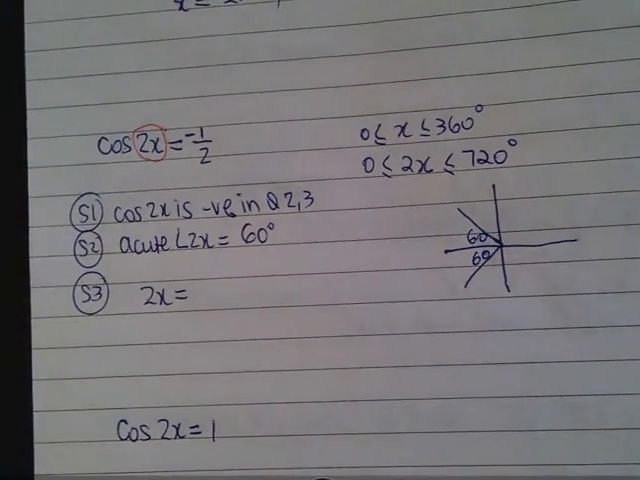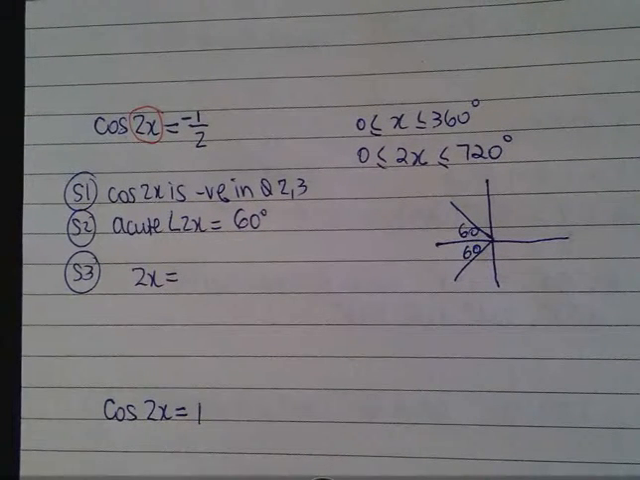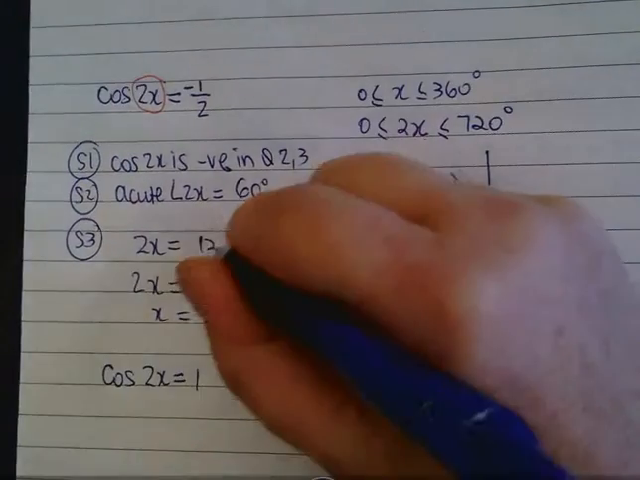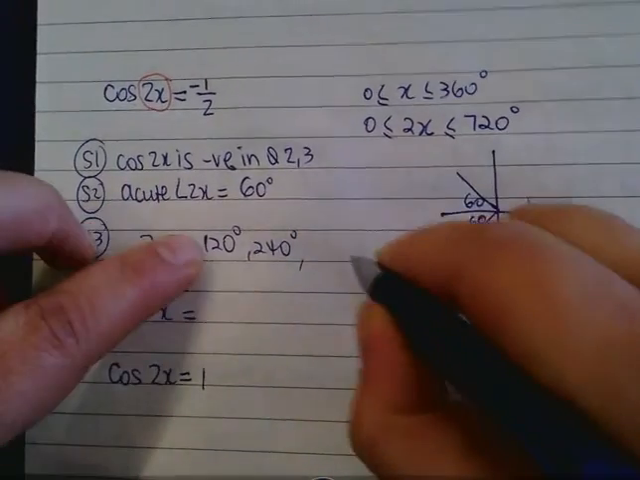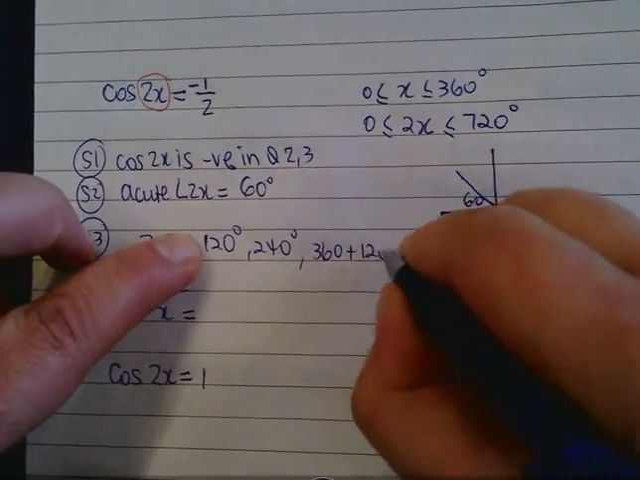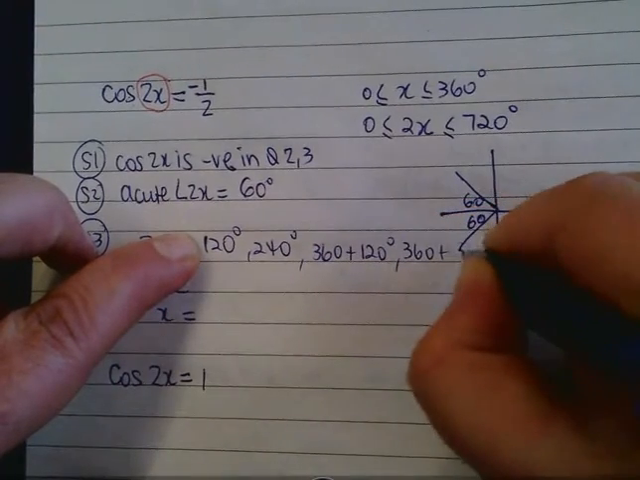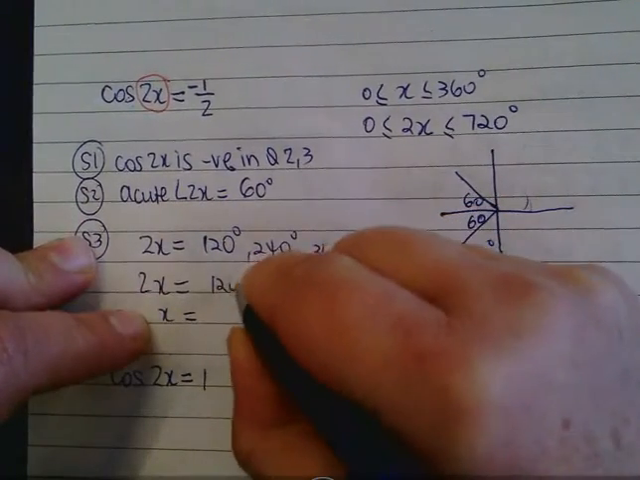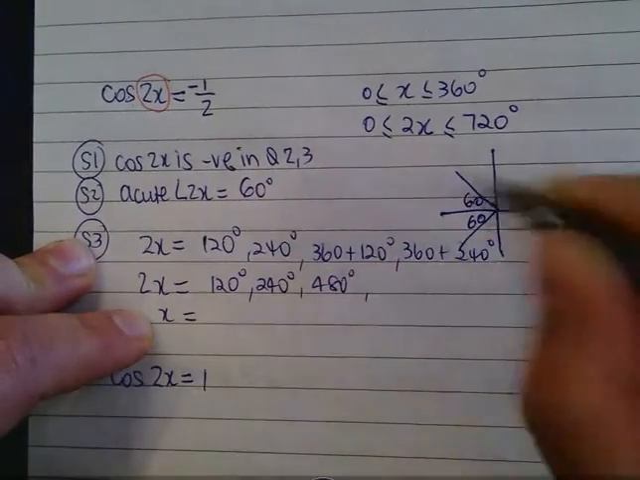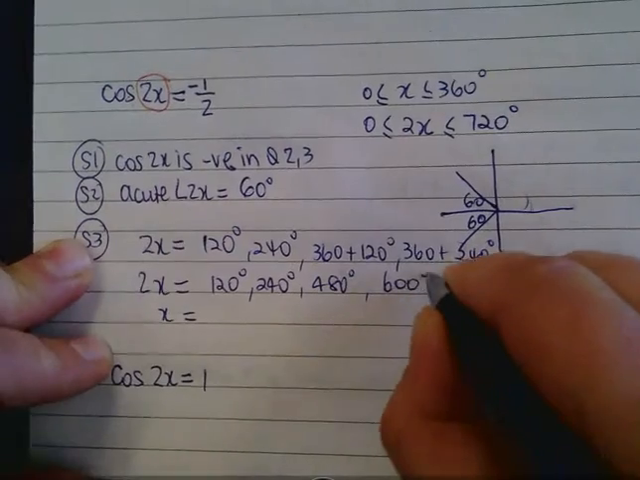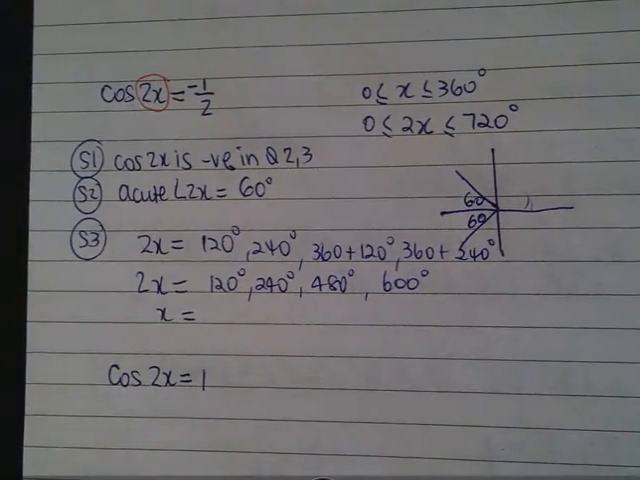Off you go. How many times around the circle? Twice. Yep. And 120, 240, and then 360 plus. So that's 120, 240, 480, and 600. That's for 2x. Notice the 2x solutions lie between 0 and 720.